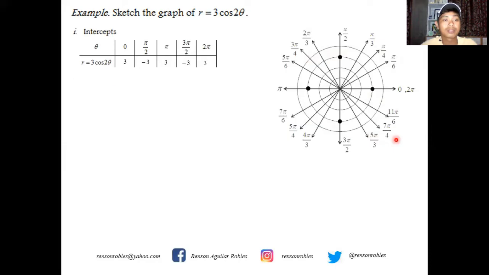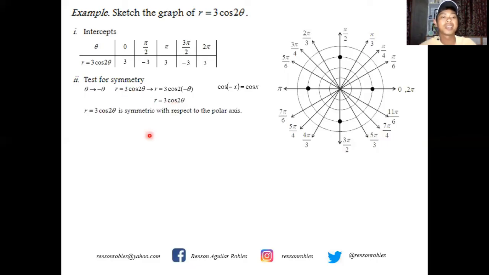So we go on to step number 2, the test for symmetry. Okay, we first replace theta by negative theta. And then r equals 3 cosine 2 theta will become r equals 3 cosine 2 times negative theta. And then by the even identity, cosine of negative x is cosine x. So we can now say that r equals 3 cosine negative 2 theta is the same as r equals 3 cosine 2 theta. So it goes back to the original equation. Therefore, it is symmetric with respect to the polar axis, which means it is symmetric over this line.